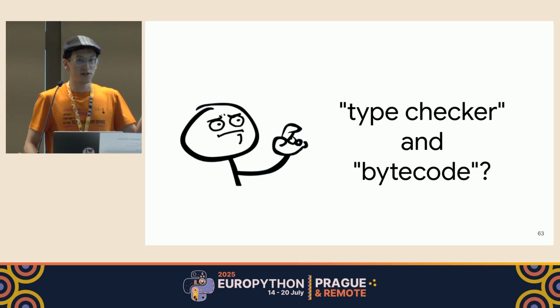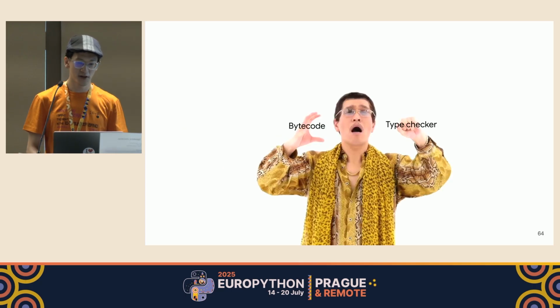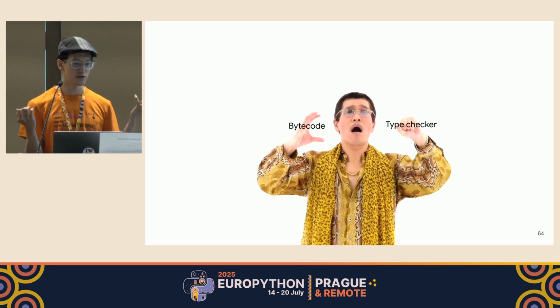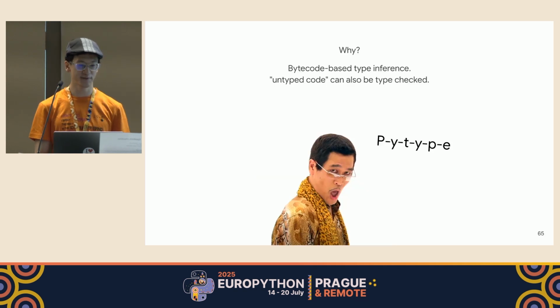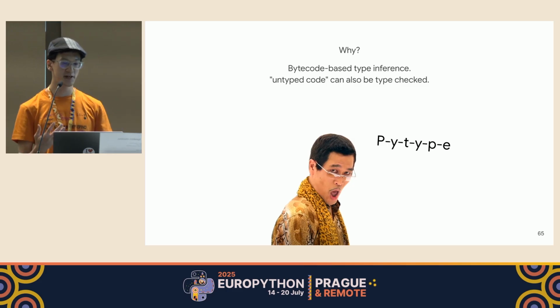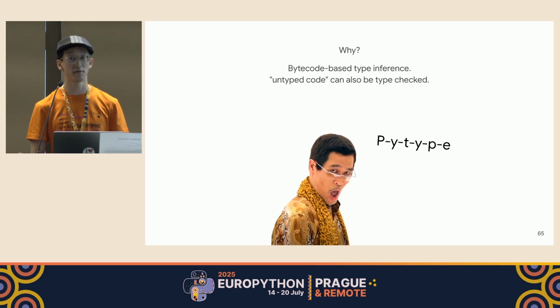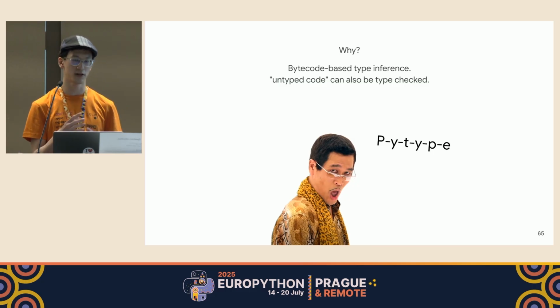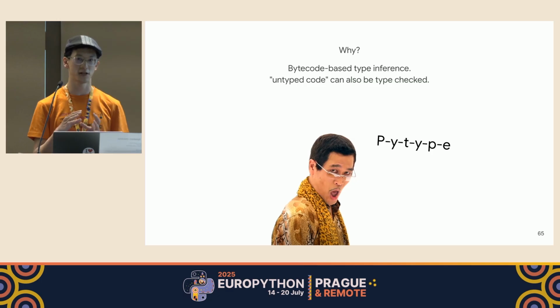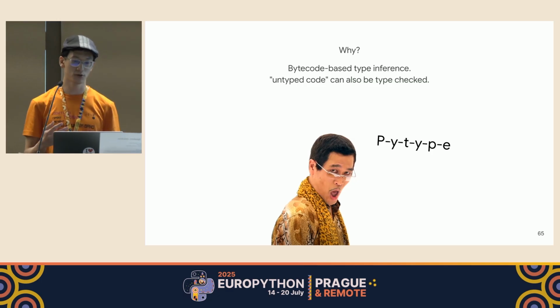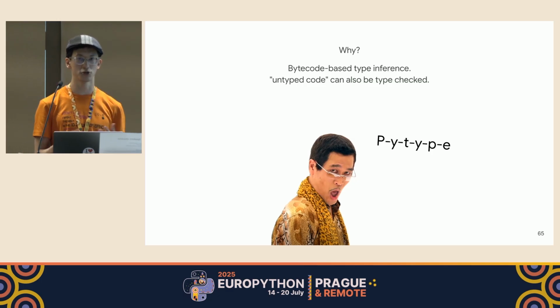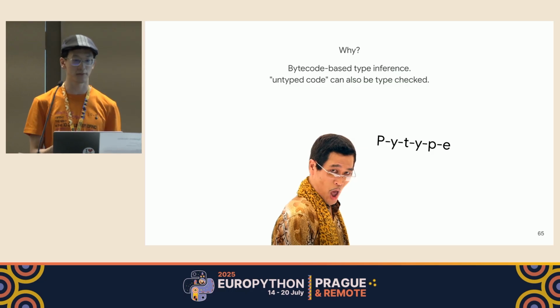Back to the initial question you may have: how come the type checker and bytecode are related? Okay, so in fact, if you try to merge bytecode and type checker, you'll get a thing called PyType. That's the thing I mentioned earlier. PyType used bytecode-based type inference to check untyped code. Back to the time type annotation was introduced, Python code wasn't type annotated that much. So this idea was introduced at that time to check Python code that is untyped.